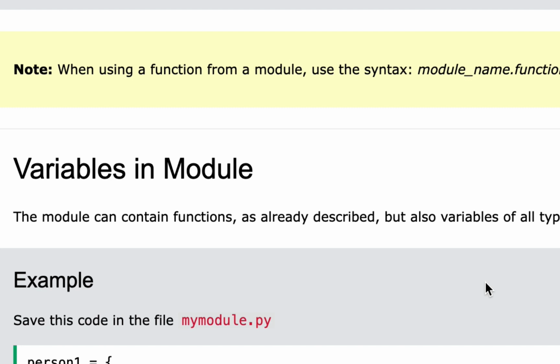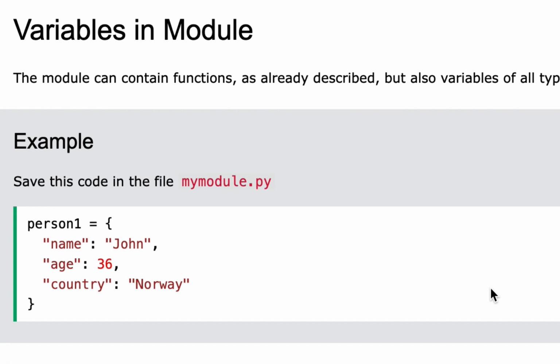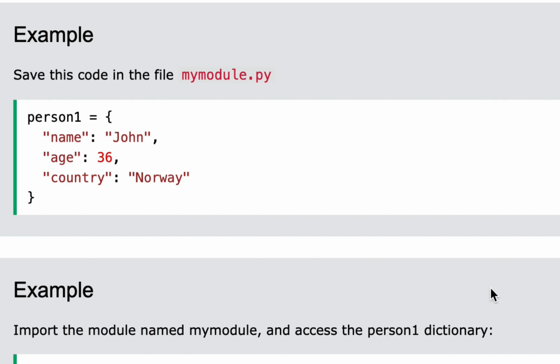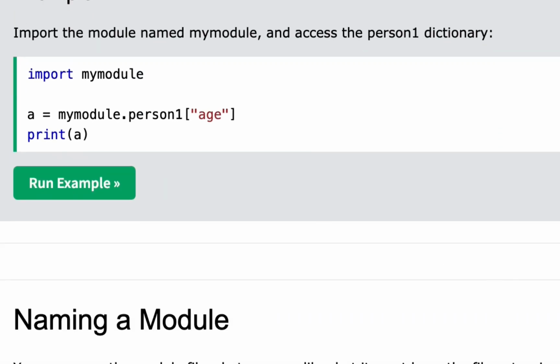Variables in a module. The module can contain functions as already described, but also variables of all types: arrays, dictionaries, objects/classes, or sets, tuples, etc. Save this code in the file mymodule.py. Import the module named mymodule and access person1 in the dictionary.